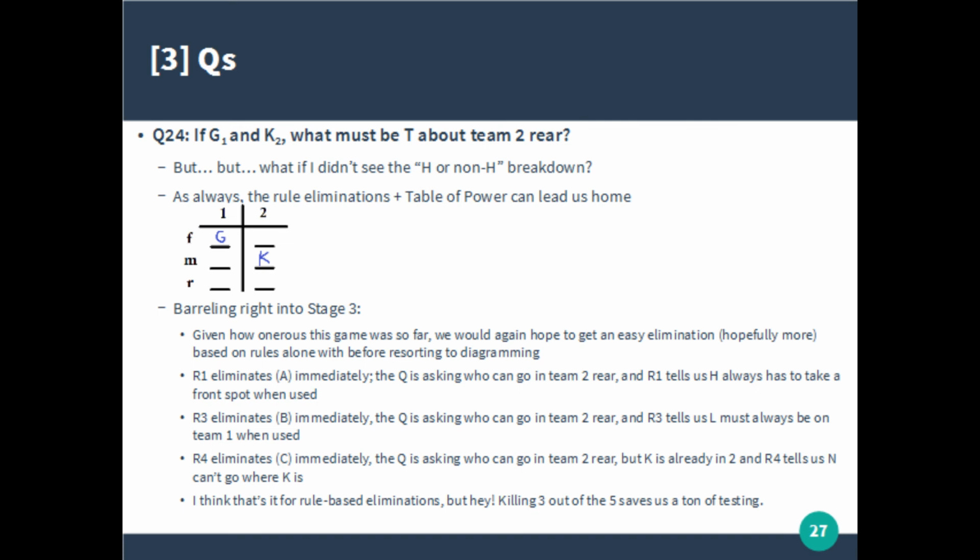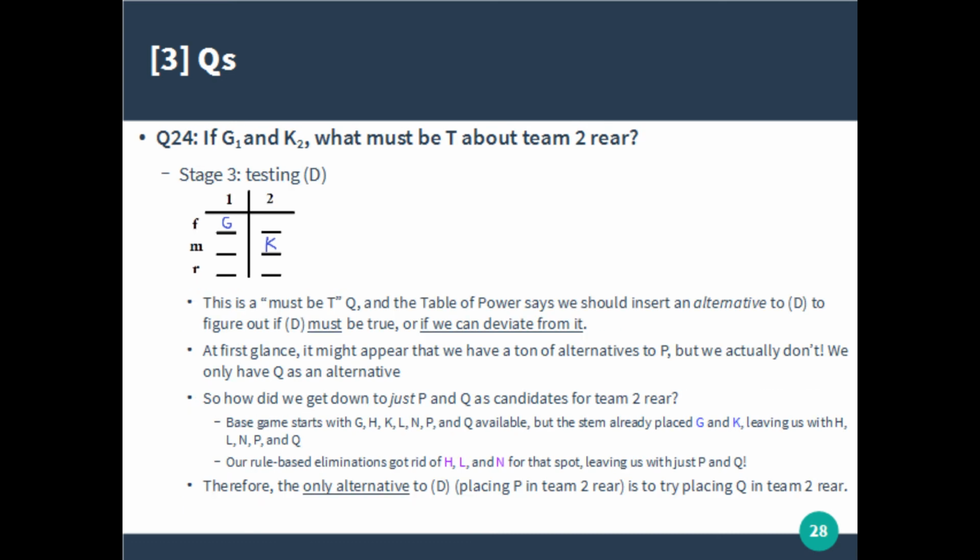And Rule 4 for us eliminates C immediately, because again, the question is asking who can go into Team 2's rear spot, but K is already in Team 2, and Rule 4 tells us that N can't go where K is, so if you put N on Team 2's rear spot, that's a direct violation of Rule number 4. So that's it for rule-based eliminations. I don't think we get any mileage out of Rules 5 and 6, but hey, that's not bad. Getting 3 out of the 5 possibilities killed immediately does save us a ton of testing, so that's always a good thing.